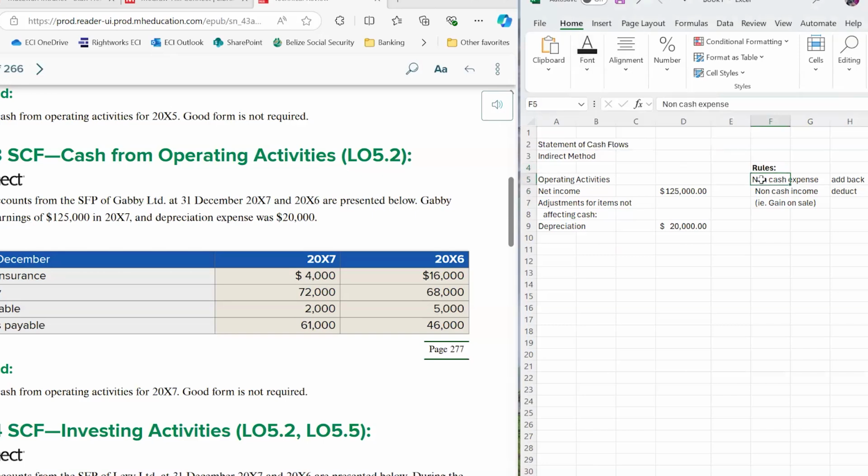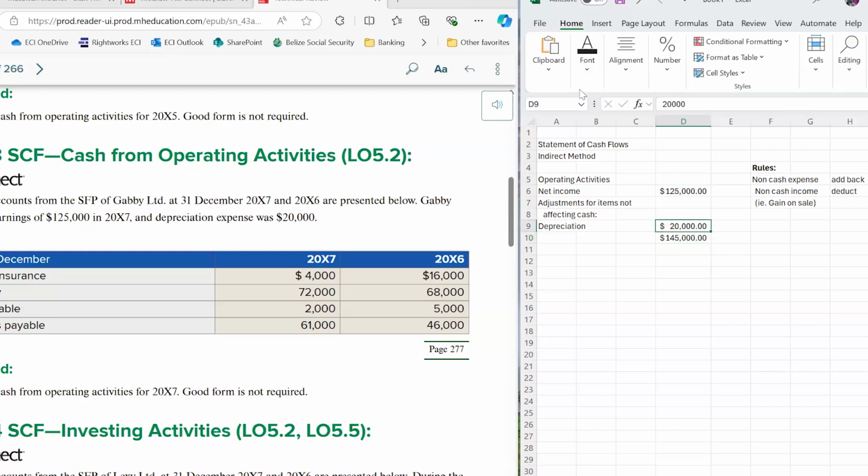So rules: non-cash expense, you're going to add back in operating activities. Non-cash income, you're going to deduct. And in this case, the only thing we had was depreciation. So we're adding that back, and that gives us the total that we need to do here. So I'm going to just add those two things together. And so that's my starting point, the 145,000.